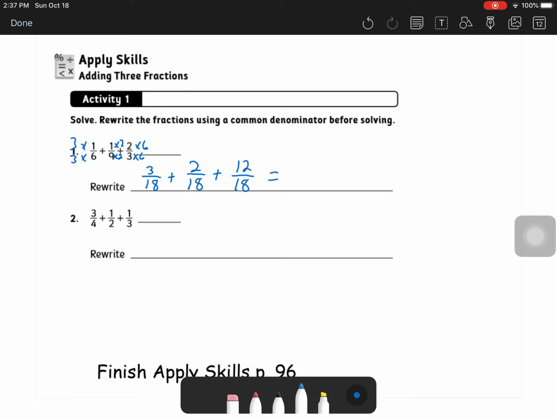Okay, 3 plus 2 is 5, and 5 plus 12 is 17. So we'd get 17/18 for that one.